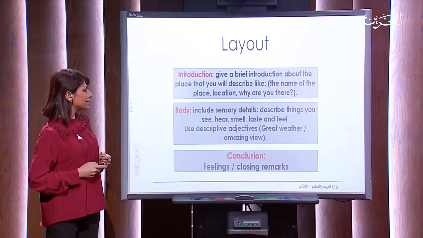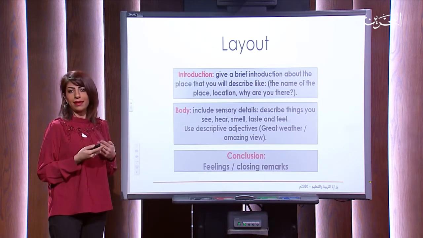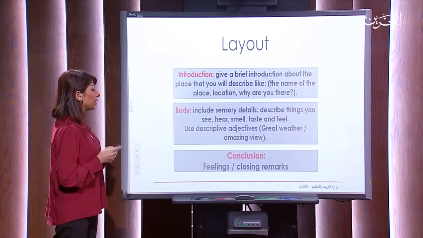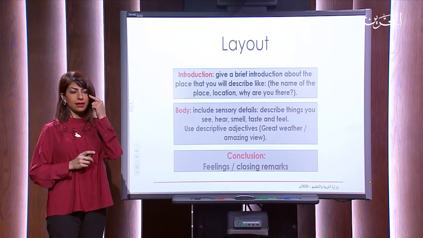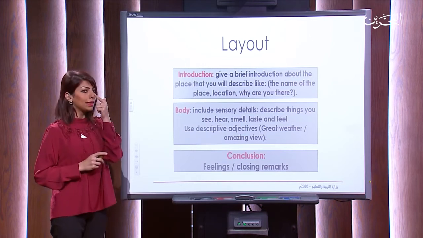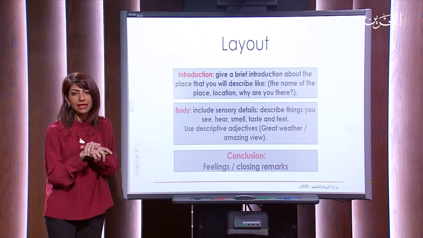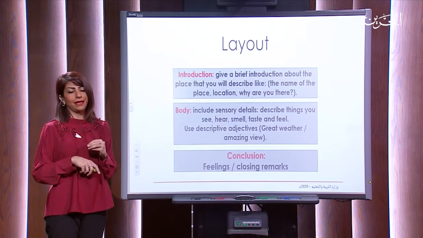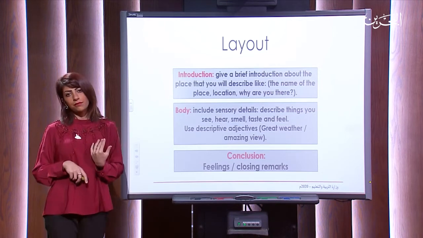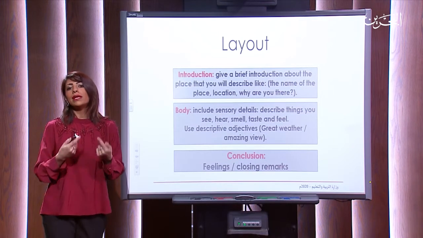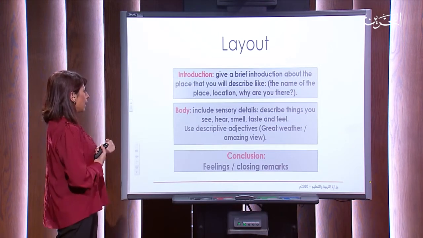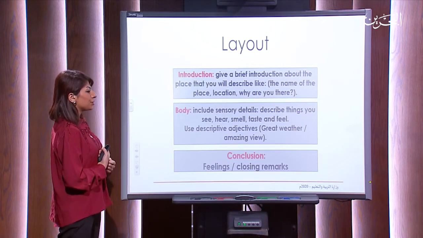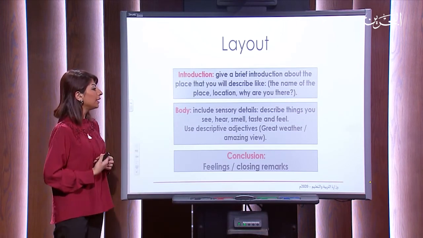You have to include sensory details in describing any place in the body. You have to mention things related to seeing, hearing, smelling, tasting, and feeling. You have to mention stuff like that. Why? Because as we have previously said, we want the reader to feel what we are describing. Use descriptive adjectives. Let's see the example here.